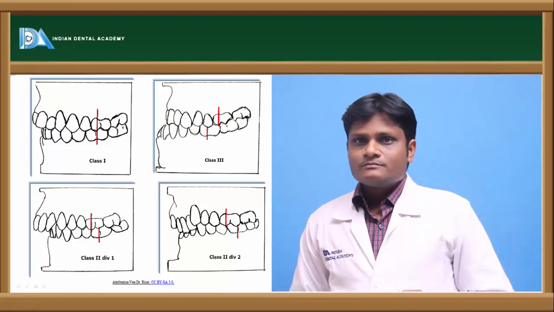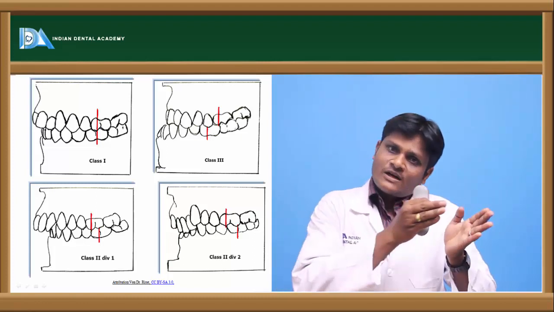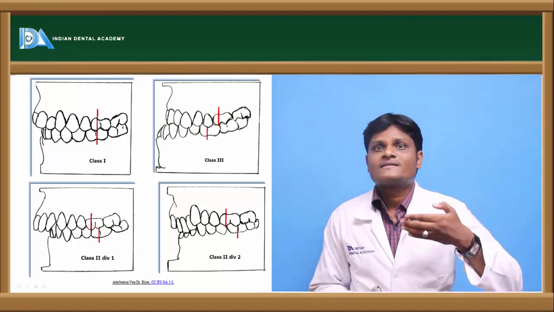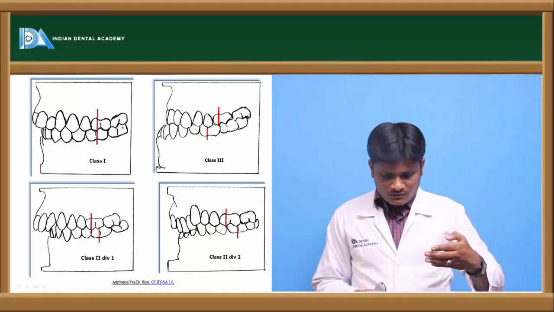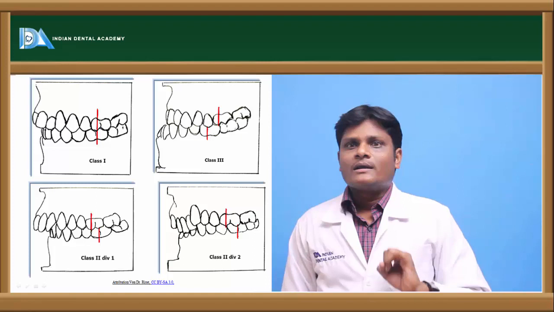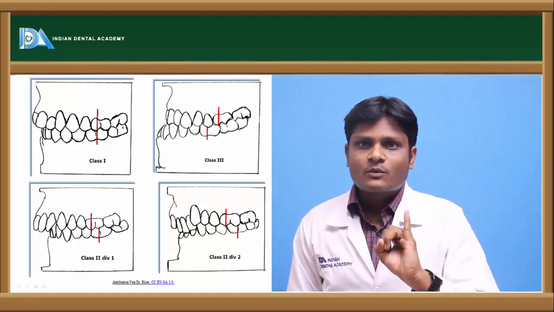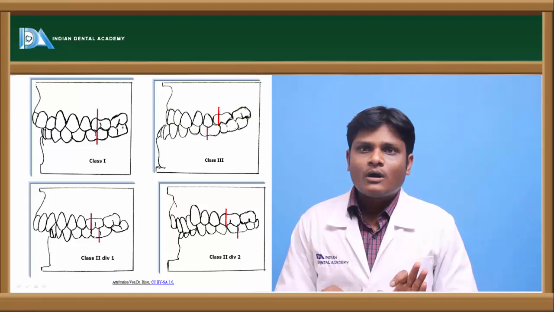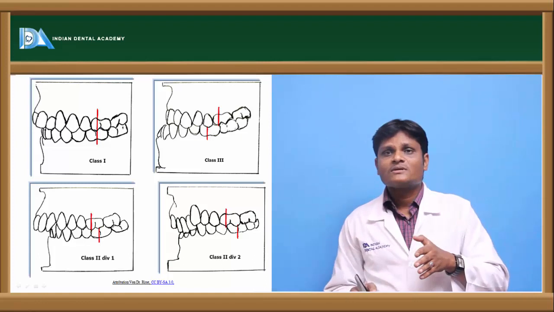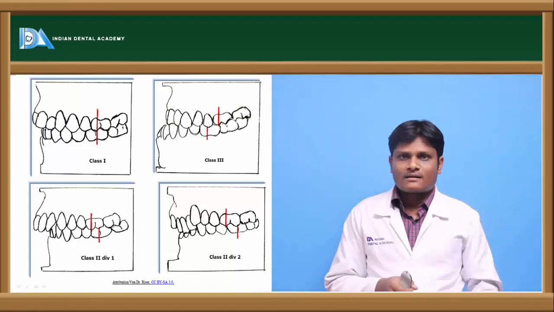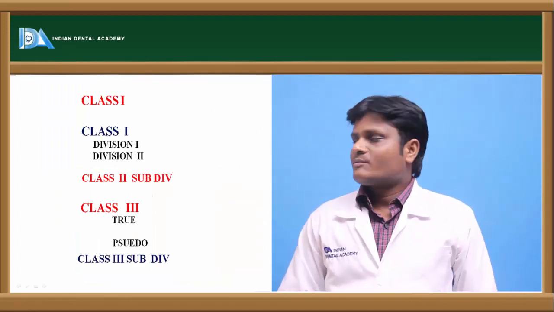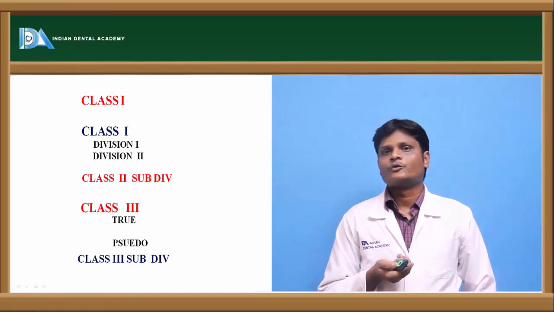Apart from these, if a patient has class 1 molar relationship on one side, class 2 on the other side, then we call it as a subdivision. Okay, so we have class 1 malocclusion, class 2 malocclusion, class 3 malocclusion. In the class 2 malocclusion, again we have division 1, division 2, and overall we have subdivision also, wherein the molar relationship is one on one side and another on another side. Again, a class 3 malocclusion might be a true or a pseudo.